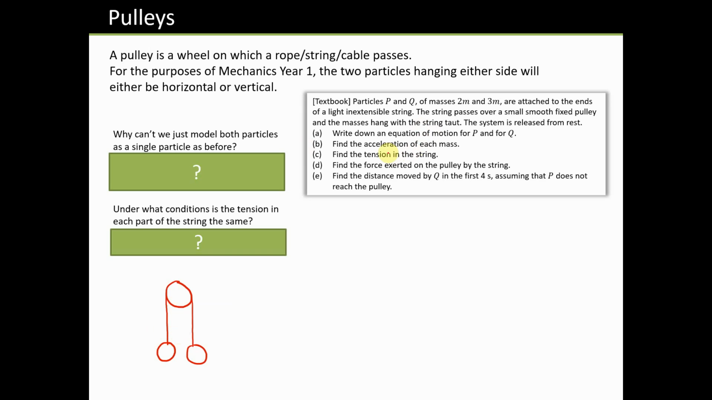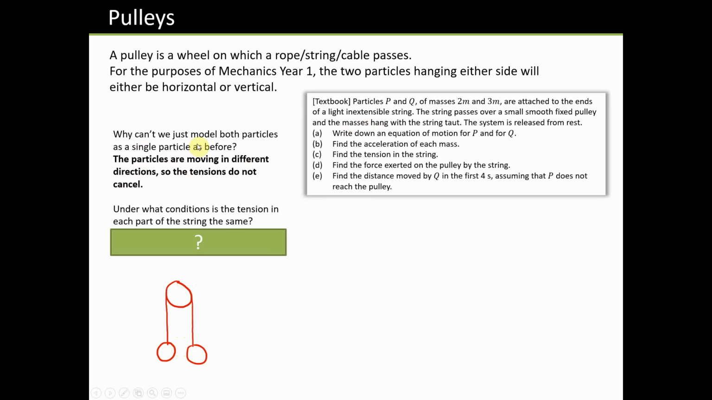But the difference between a pulley and a connected particle is we can't just go ahead and model both of these objects as a single particle. That's because the particles are moving in different directions. So they'll never both be going up, they'll never both be going down, because we always have an inextensible string, so this can't stretch. So they both can't drop down. They both have to stay at the same distance from each other.